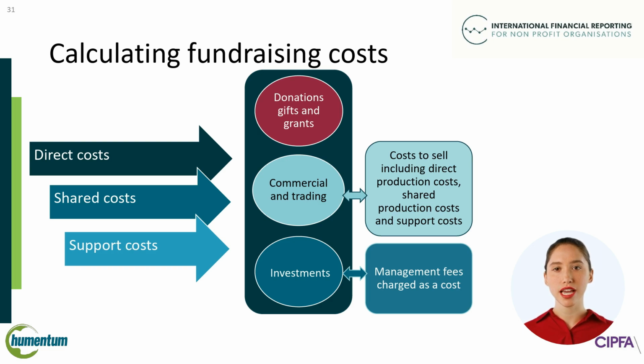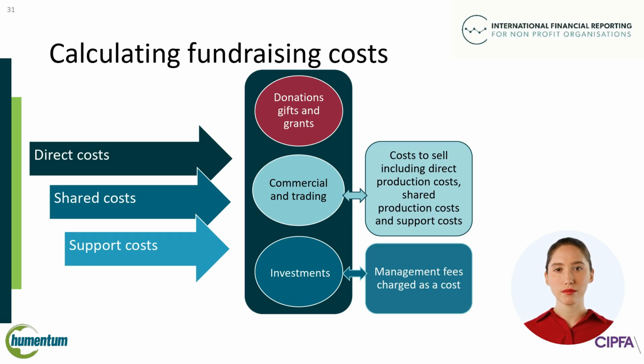For commercial and trading activities, fundraising costs must include all costs to sell donated or commercial products. This will include those costs associated with the direct production of goods or services, shared production costs, and any support costs. For investment management costs, where investment managers deduct their fees from any investment income, the NPO should report the gross investment income before fees, and then report the management fees charged as a cost where this is possible.